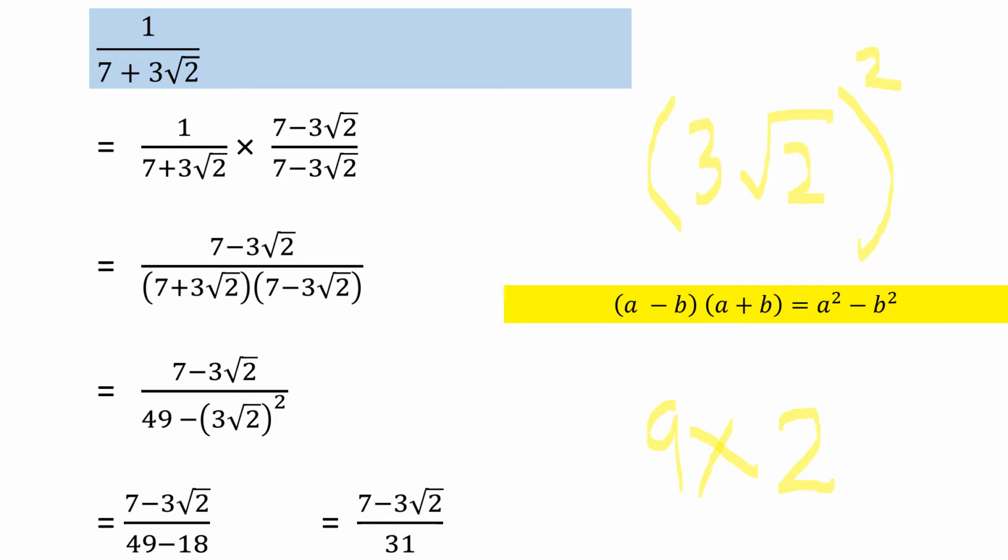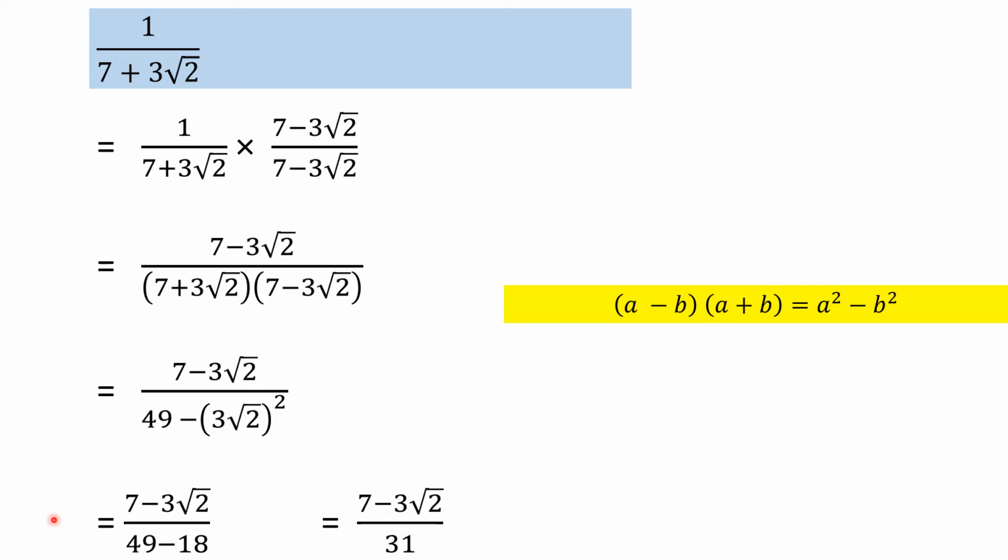So 3 square was 9 and root 2 square is 2. So 9 2's are 18. That means 3 root 2 square is 18, right? So what do I write? I write 18 here. As you can see, 7 square is 49, 3 root 2 square is 18. So I got 49 minus 18 below, right? The numerator remains as it is again. Since I don't have space below, I'm writing it here. 49 minus 18 is 31, right?